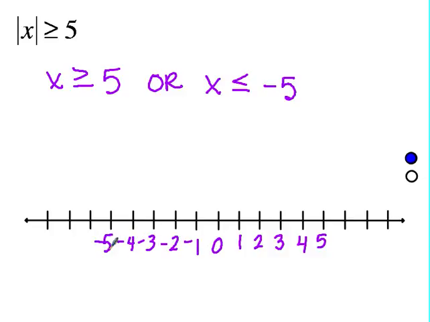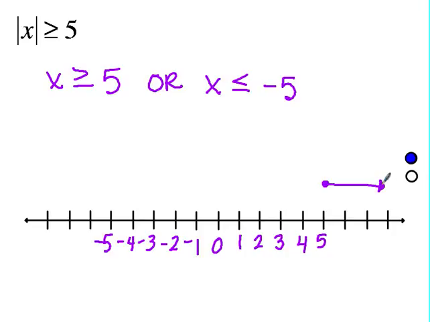So what I'm going to do is show you the way I actually do all 3 of them without doing 3 separate number lines. Okay, x is greater than or equal to 5. What type of circle would I have at 5? Closed. Which way am I going to shade? To the right, because it's greater than.